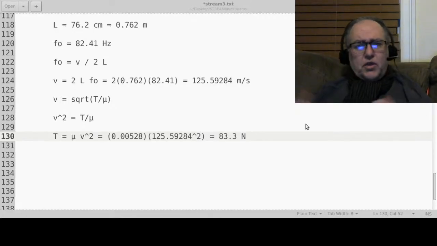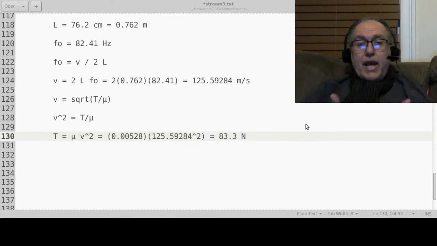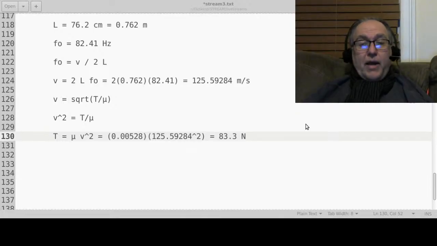If you were actually producing this, and you're going to do a lab where you have a guitar string, and you're actually going to create a tension on it by putting weights on it, 83.3 newtons roughly corresponds to 8 kilograms, because 8 kilograms weighs 80 newtons. And so there you go. With just like 8 kilograms of weight pulling on this string, you've got enough tension in the string to give you the low E frequency of 82.41 hertz. Okay, so there you go. There's an example of standing waves.